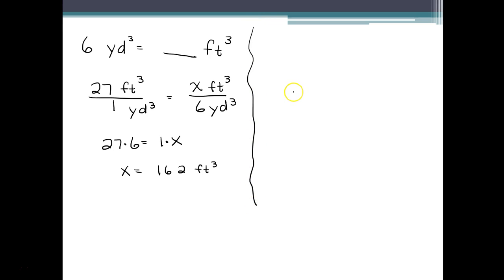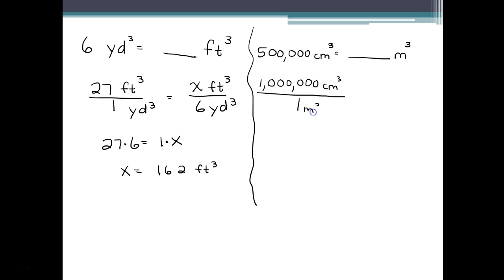Or you might be going 500,000 cubic centimeters equals how many cubic meters? We said there are 1 million cubic centimeters in 1 cubic meter. That was the conversion factor. And you're trying to convert 500,000 cubic centimeters into cubic meters.